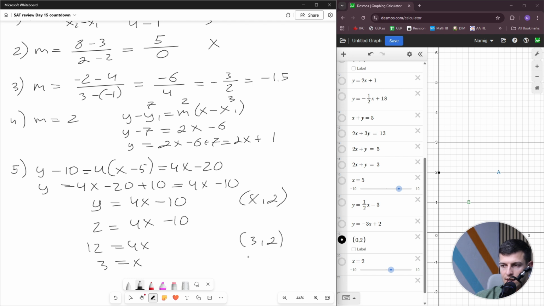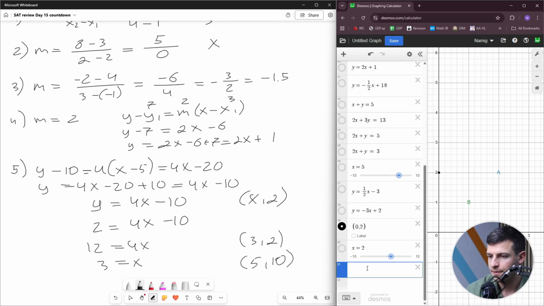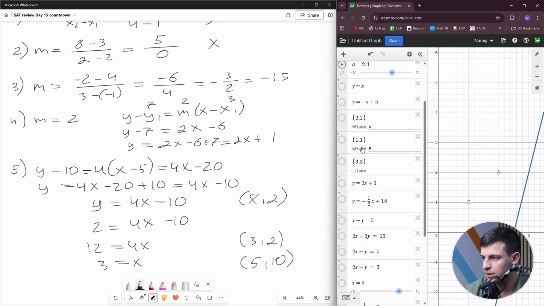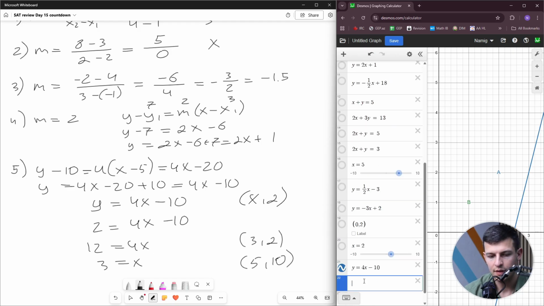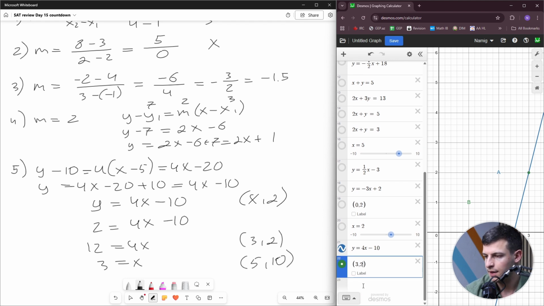3, 2 is on this line, same as 5, 10. Now, is that the case? Did I do it right? I don't know. Let's see. So, my equation is y equals 4x minus 10. Okay? Now, I'm going to mark my points. So, my points are 3, 2, and 5, 10.